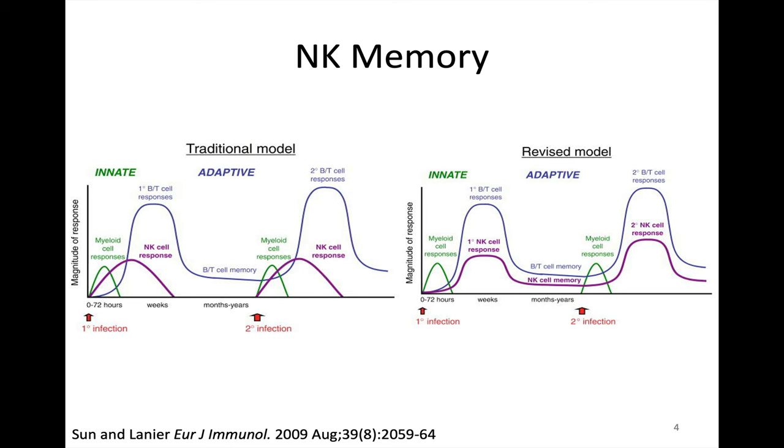In this example, we're looking at mice that are either normal mice or mice that are missing the gene for TBET. What's TBET?